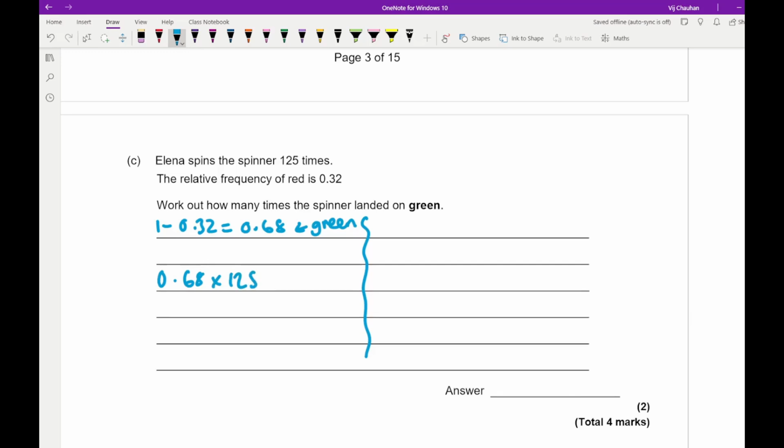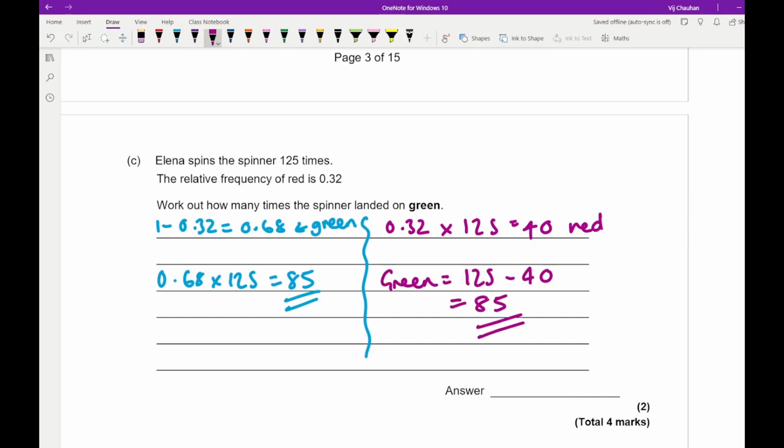And again, if I do that on the calculator, 0.68 multiplied by 125 gives me an answer of 85 times. Alternatively, what you could do is 0.32 multiplied by 125, which gives me an answer of 40. So that's 40 red. So then the number of green is going to equal 125 minus 40, which again gives me 85. So any of those two ways would be valid for the 2 marks.